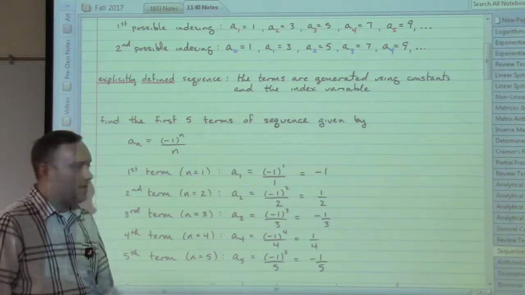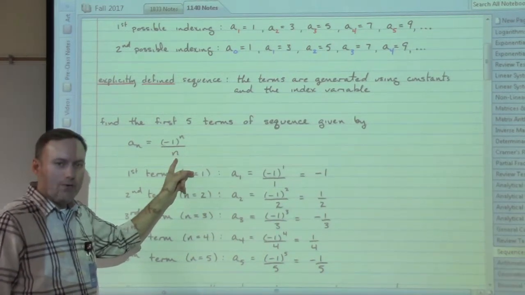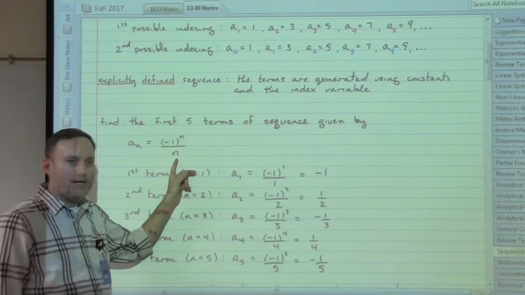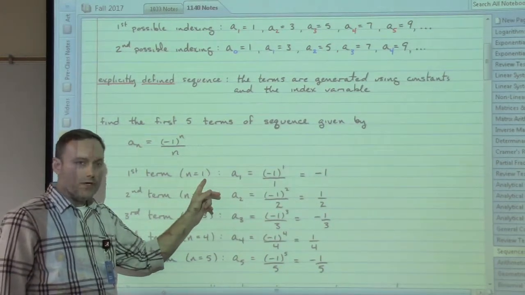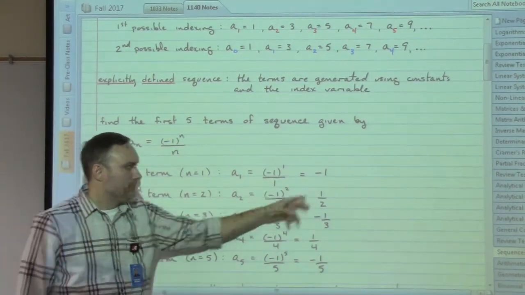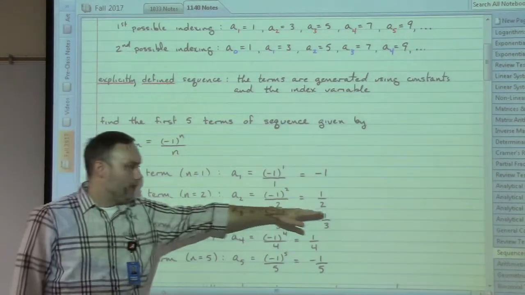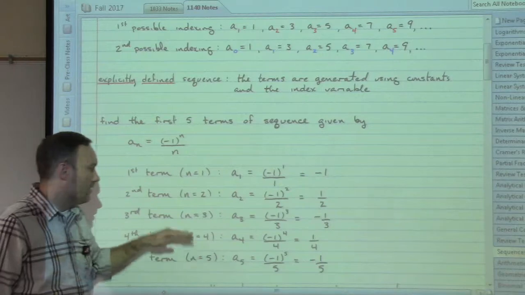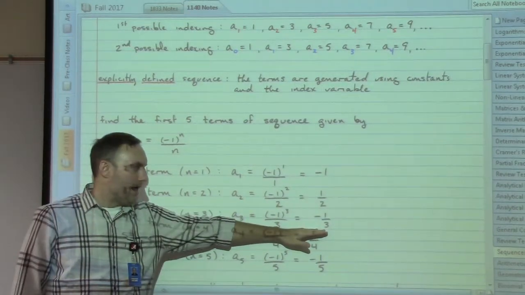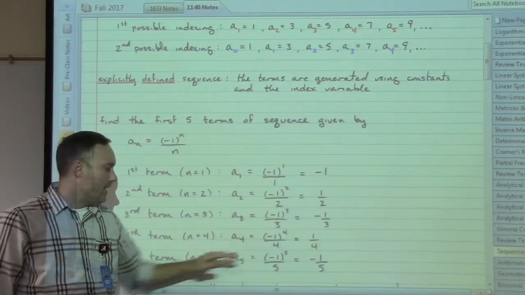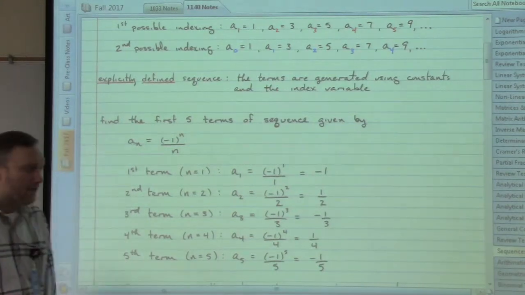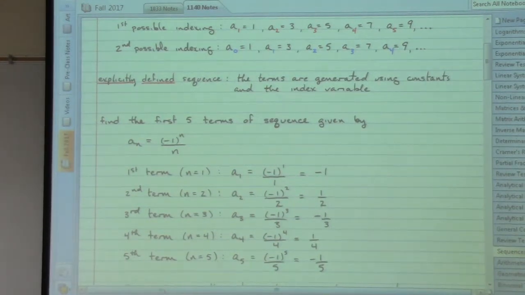We can't, in this particular relationship, use 0. So this is automatically limited to starting with n equals 1. Plug that in, get our value for that first term. n equals 2, plug that in, get our second term. n equals 3, plugging that in, getting our third term. When n equals 4, n equals 5, getting our fourth and fifth terms in that particular sequence.